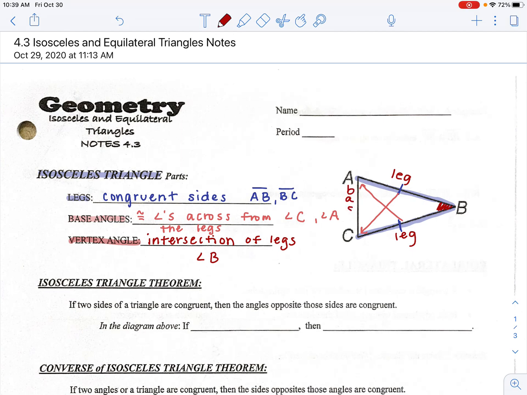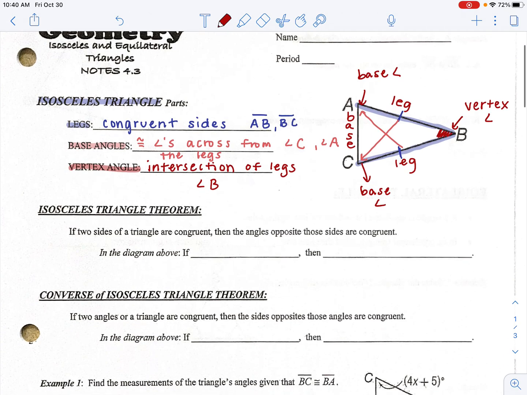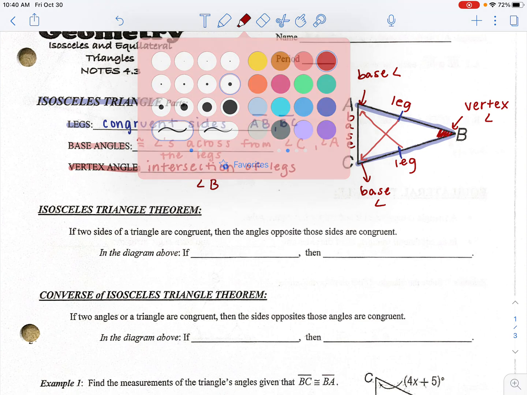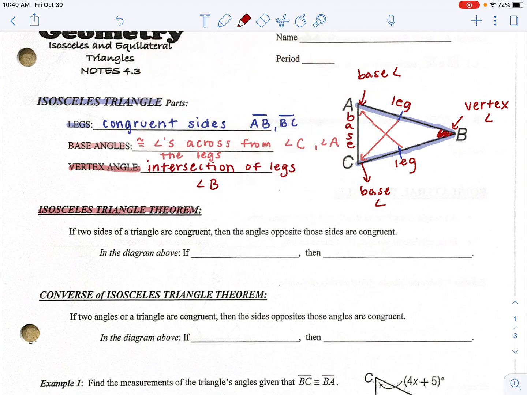So we have our legs. This is a leg. This is a leg. This is our base. This is our vertex angle. And angle A is our base angle. And angle C is our base angle. So when I refer to a leg or a base angle, this is what I'm talking about there. First, we have the isosceles triangle theorem.